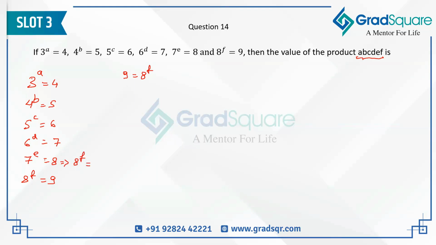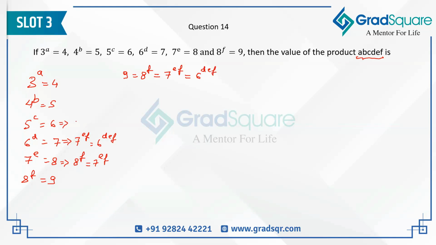8 power f will become 7 power e to the f, correct? So 8 power f becomes equal to 7 to the power of ef. Now go back to this equation and raise this equation to the power of ef. So it will give you what? 7 to the power of ef is equal to 6 to the power of def. So this is turning out to be 6 to the power of def.